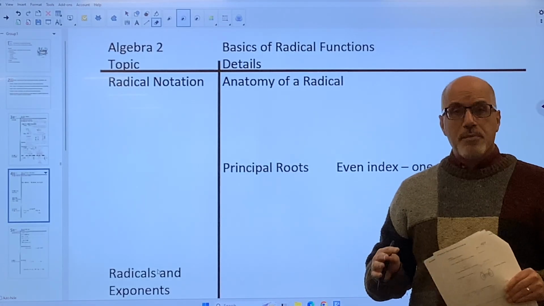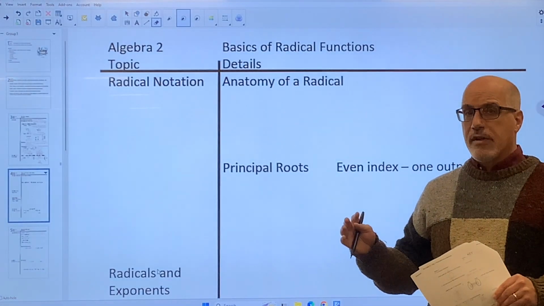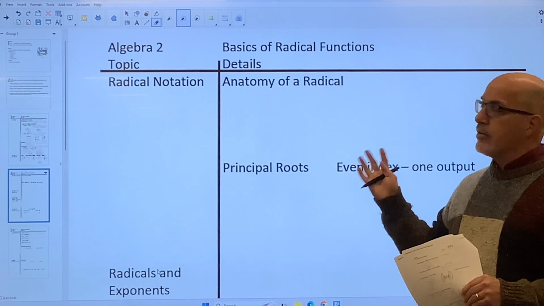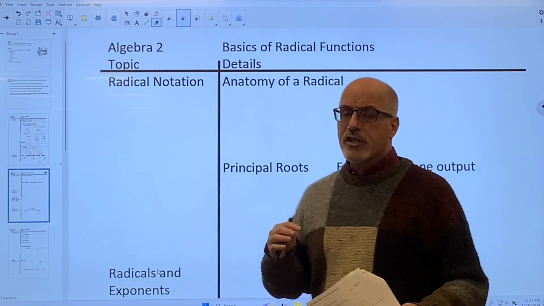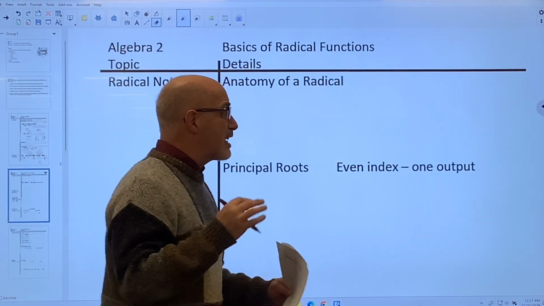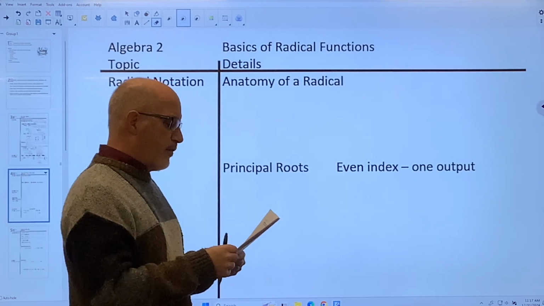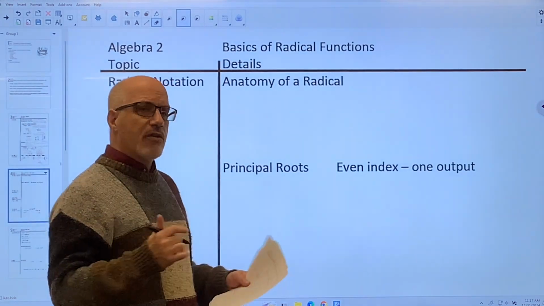So for the next part, we're going to look at a new family of functions. We're going to look at radical functions. The radical functions will be inverses of the exponential functions. So first of all, we'll look at what a radical looks like.